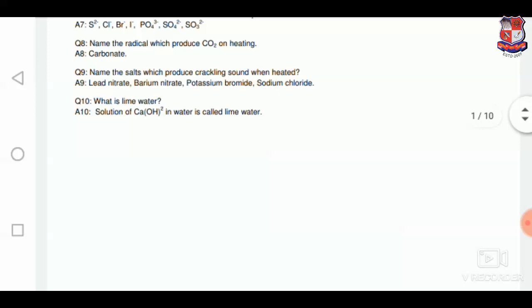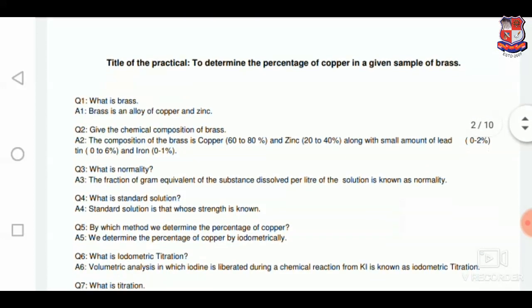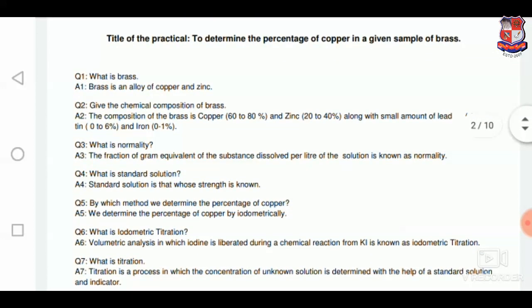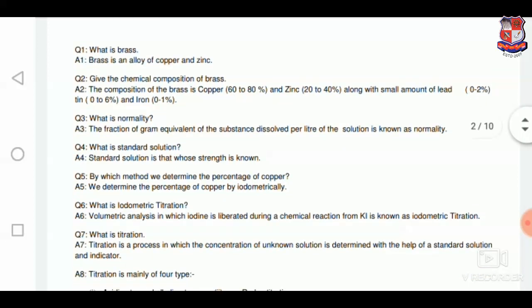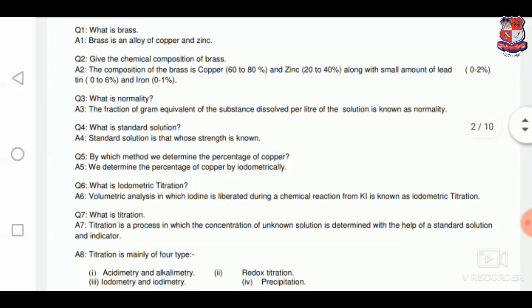What is lime water? The solution of calcium hydroxide in water is called lime water. Next, to determine the percentage of copper in the given sample of brass, this is a kind of question like that. So what is brass? Brass is an alloy of copper and zinc. Give the chemical composition of brass.